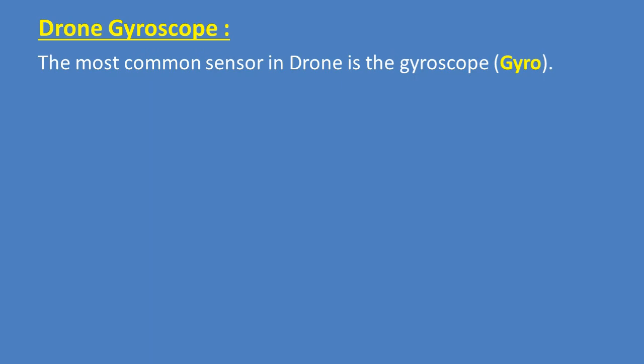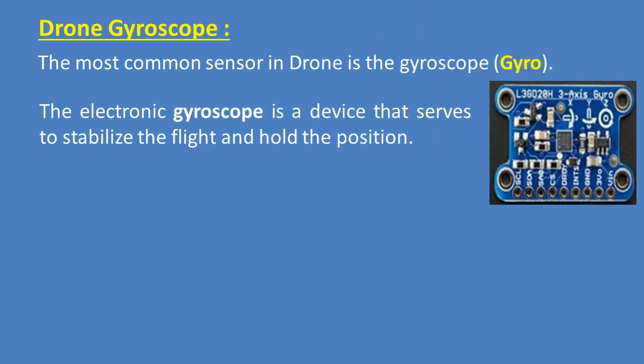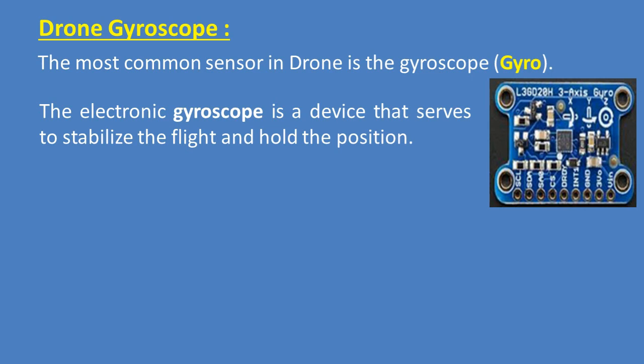Drone gyroscope. The most common sensor in a drone is the gyroscope or gyro. The electronic gyroscope is a device that serves to stabilize the flight and hold the position. This is the gyroscope circuit board, which is a 3-axis gyro. The rotations are indicated with X, Y and Z axis.